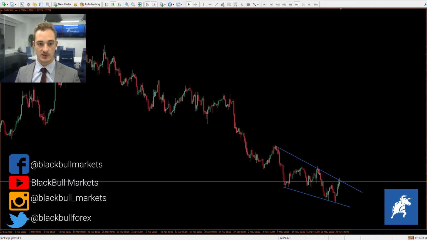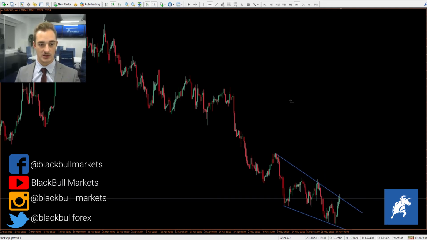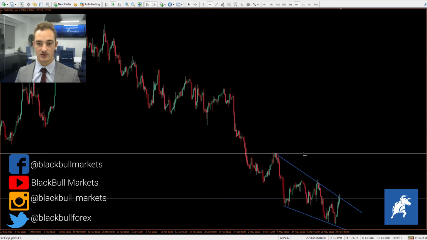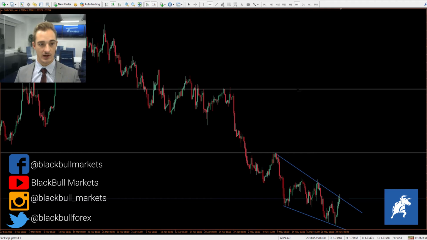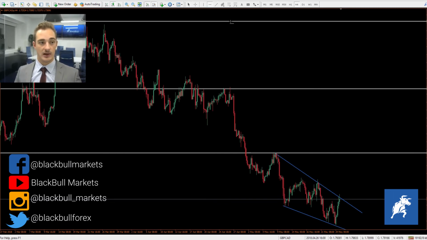this. If we do break to the top side, I would look for potential bounces on these support resistance levels of 1.75, another one here around about 1.79 or 1.8, which is another psychological level, or another bounce here on 1.84. So I've got another psychological level.